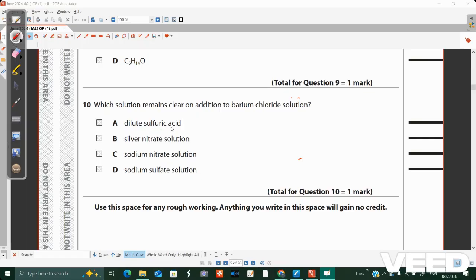Yeah, sulfuric acid means sulfate ions are there. You are getting a white color precipitate, not a clear solution. Silver nitrate, silver chloride is there. Silver and chloride. Sodium nitrate solution. Sodium nitrate solution, barium chloride. It looks like the answer. Sodium sulfate, no sulfate. So it is C. Answer is C, right?